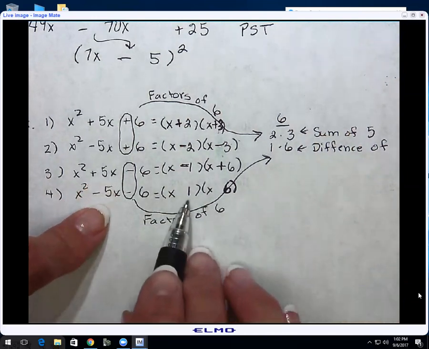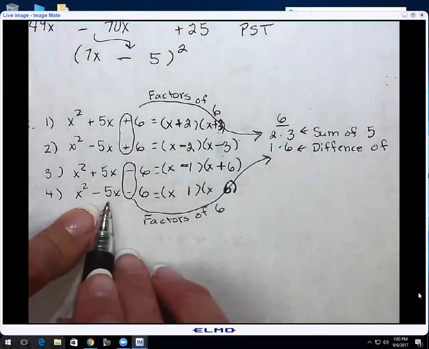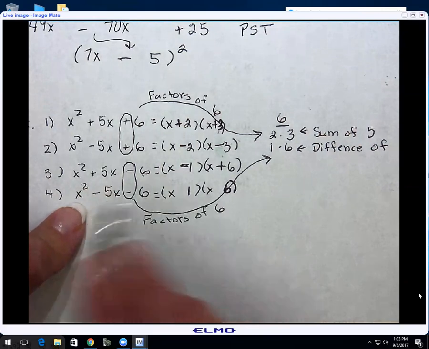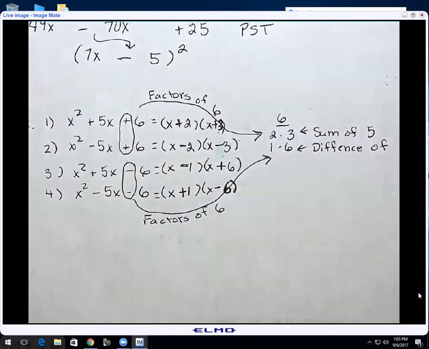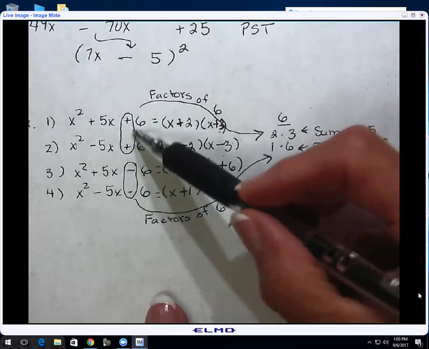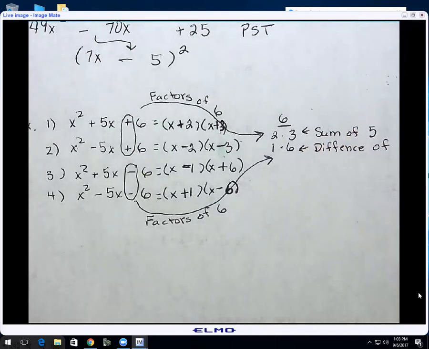What would the signs of the 1 and 6 have to be in order to combine to give me a negative 5? Negative 6 plus 1. Those 4 examples were to show you that it's important not just to say I need factors of 6 that give me 5, but I need factors of 6 that either have a sum of 5 or a difference of 5, depending on those last 2 signs.